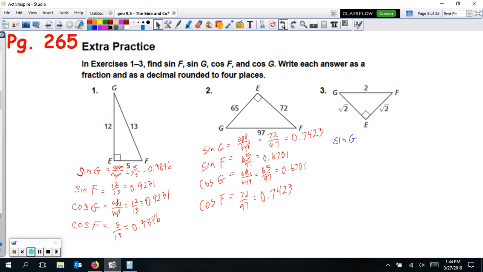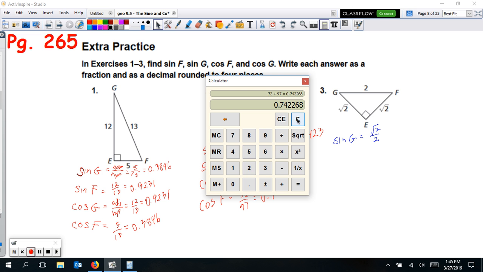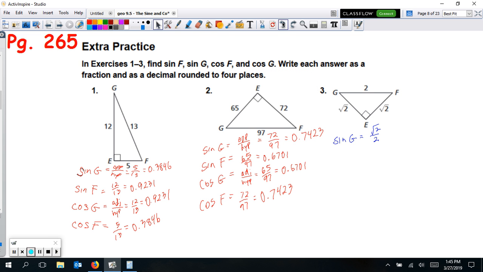So the sine of g on this one, so g is going to be here, so we're going to be square root of 2 as the opposite, over hypotenuse is 2. And so there you got it. The decimal form of that, we're going to need to do the square root of 2 on the calculator, so you just do 2 square root and then divide by 2, and there's your decimal, 0.7071. That would be our decimal on that one.